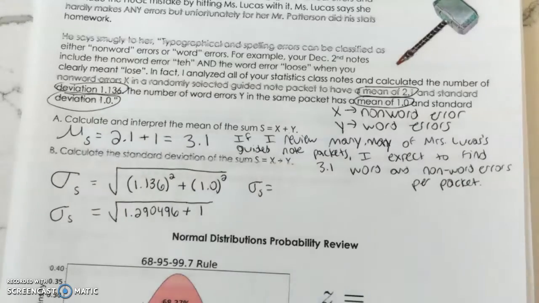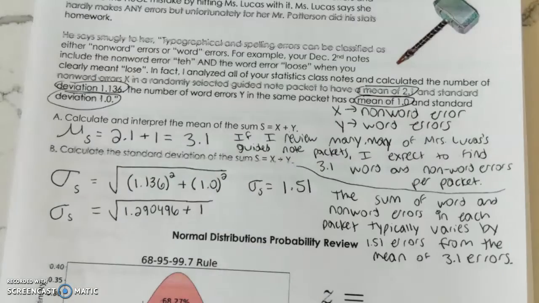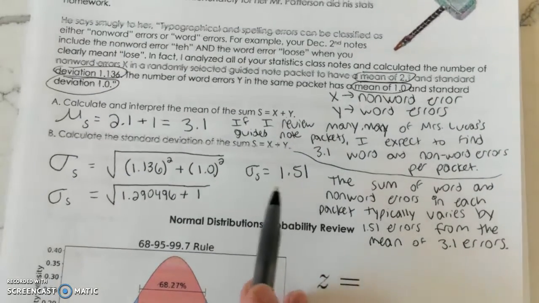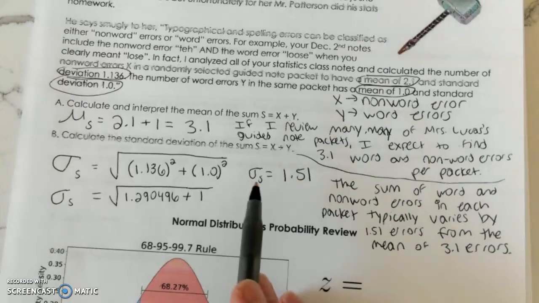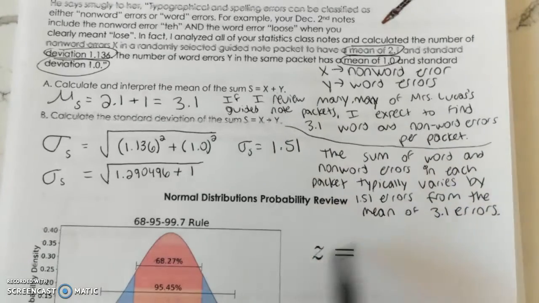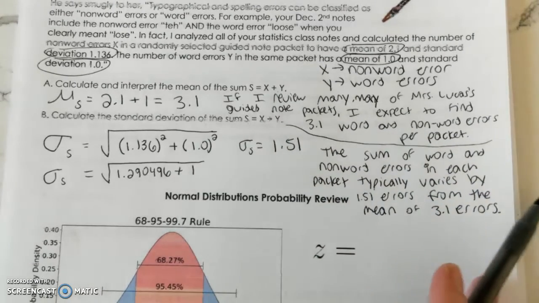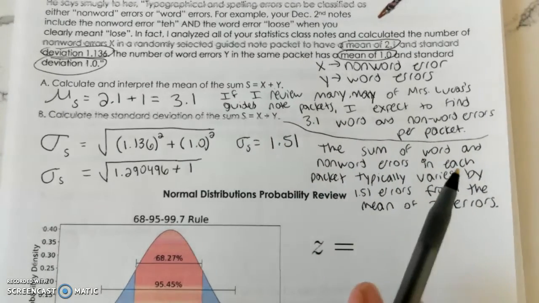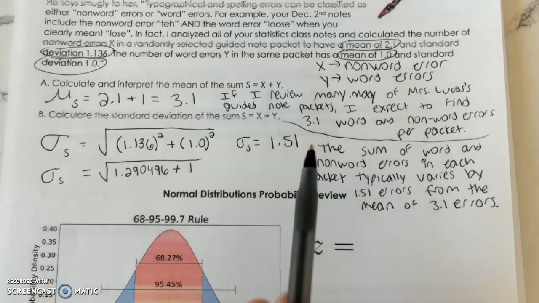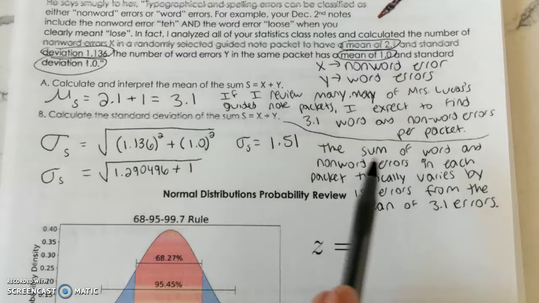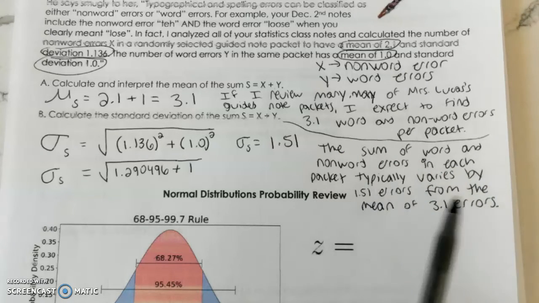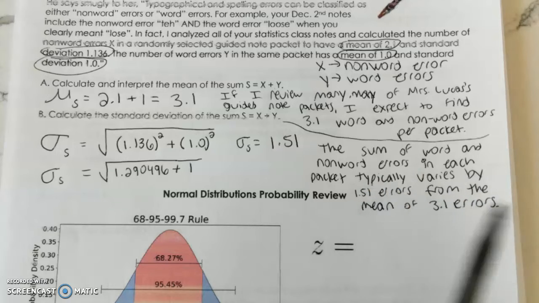I'm going to go ahead and do that in my Desmos app while you do it in your calculator. Okay, so I did the calculation in my Desmos app and I got 1.51 for the standard deviation of the sum. So here's my interpretation. Again, I do not agree with this interpretation at all for its validity. The sum of the word and non-word errors in each packet typically varies by 1.51 errors from the mean of 3.1 errors. Again, remember, standard deviation is typical variance from the mean, right?